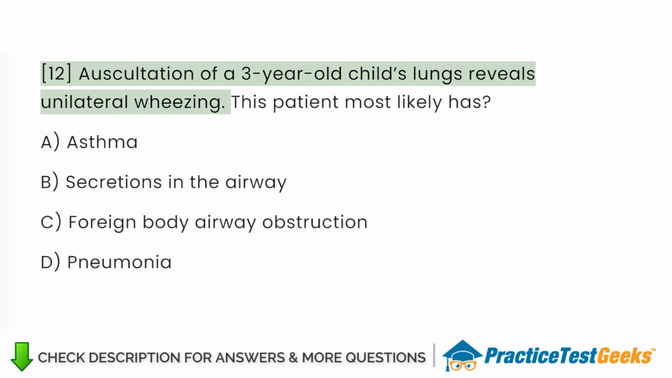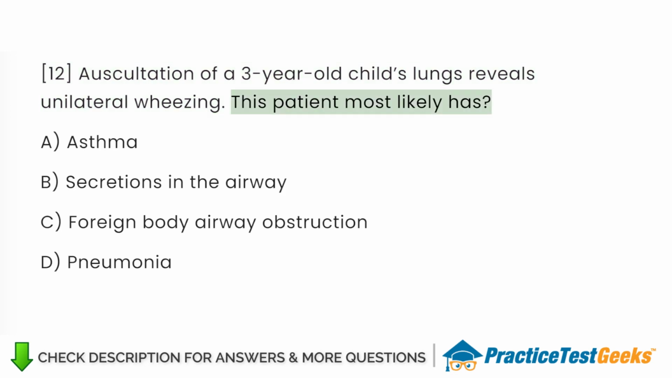Auscultation of a 3-year-old child's lungs reveals unilateral wheezing. This patient most likely has A. Asthma. B. Secretions in the airway. C. Foreign body airway obstruction. D. Pneumonia.